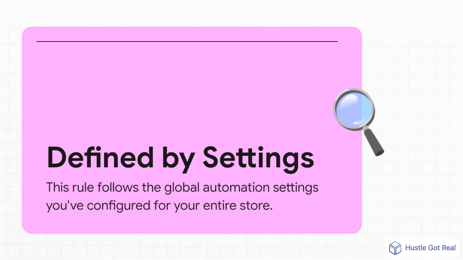Now, you're going to see this phrase a lot in here, "defined by settings." This concept is so important. All it means is that, by default, this one product is just following the main rules you've already set up for your entire store. It's what gives you that powerful, centralized control over everything.